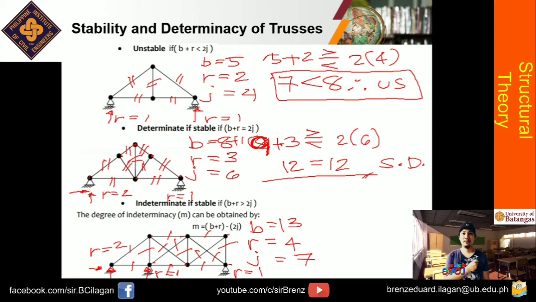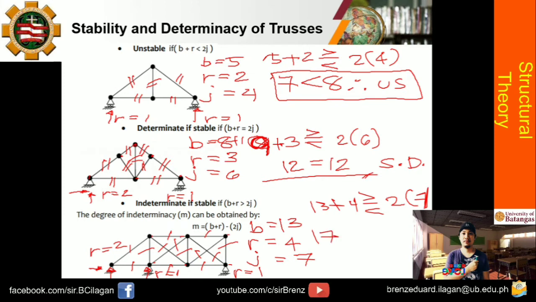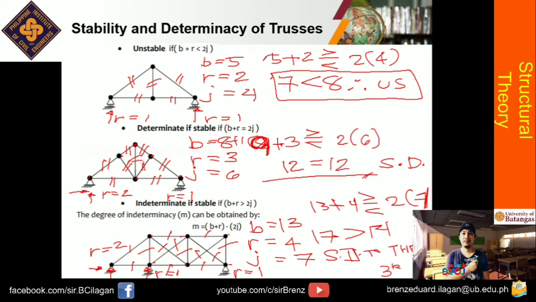Okay. So apply natin yung equation. So 13 plus 4 is greater than, equal, or less than 2 times 7. So that will be 17 is greater than 14. So that is statically indeterminate. So to know the degree, subtract mo lang yung 17 and 14. So to the third degree. Okay? So ito yung sagot. So let's proceed with the other problems.